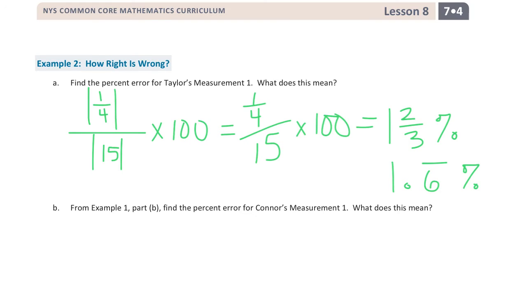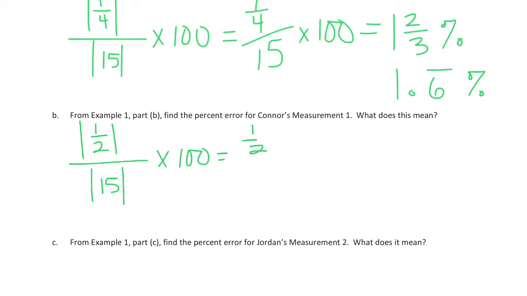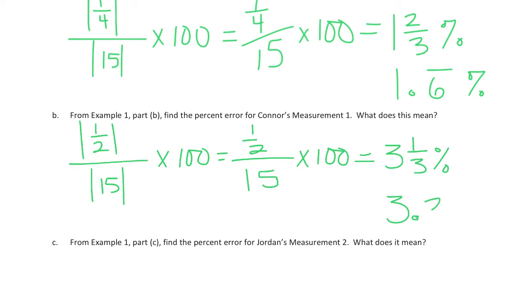Now we're doing the same thing with Connor's. From his first measurements, we've already done the subtraction on the other side. And so we have absolute value of 1/2 over the absolute value of 15 times 100. So 1/2 divided by 15 times 100. We plug that into our calculator, 3 1/3%, or 3.3 repeating percent.